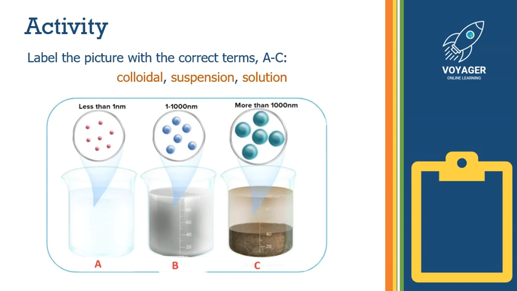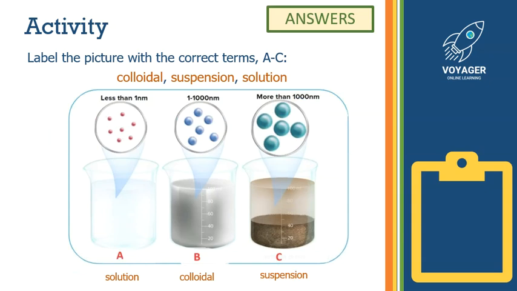Okay, so let's have a look at this picture here in the center of the slide. What you need to do is to label the picture with the correct terms A to C. So the terms are colloid, suspension, solution. We've got 3 beakers, A on the left, B in the middle, and C on the right. So have a look closely at these types of mixtures. And in your notebook, I want you to write A, B, and C, and then write the name of the mixture next to A, B, and C. So is the mixture a colloid, a suspension, or a solution? Pause the video now while you complete this activity in your notebook. When you're ready to check the answers, restart the video.